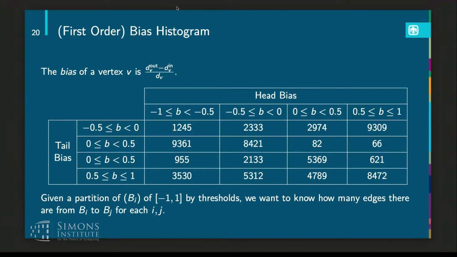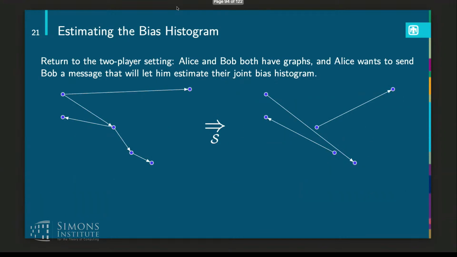And to explain how you can do this with a quantum algorithm, I want to return to the 2-player setting that we started with, the Alice and Bob setting, and think about Alice and Bob both having graphs, and Alice trying to send Bob a short description of her graph that will let him estimate the bias histogram of their joint inputs.